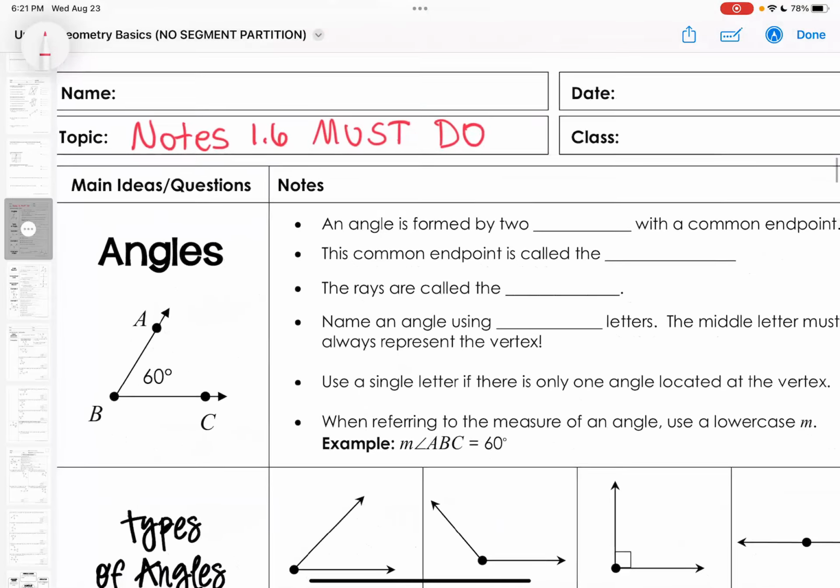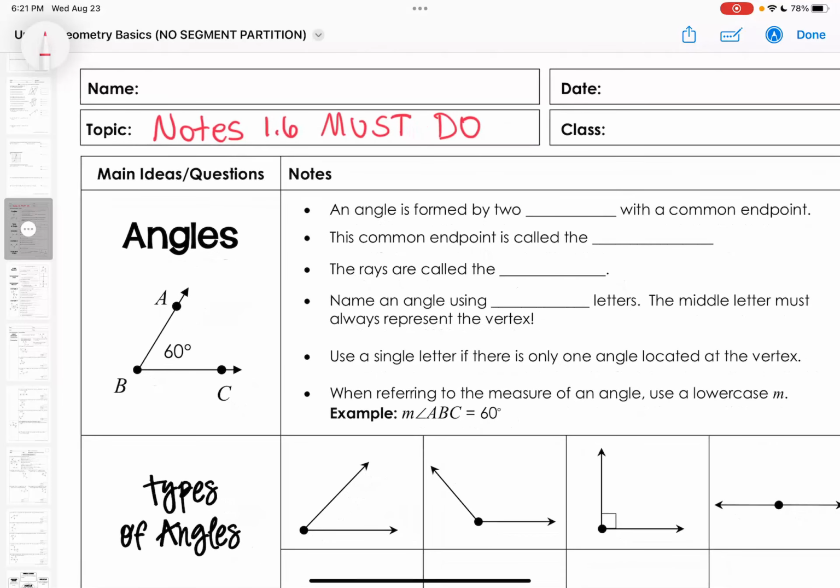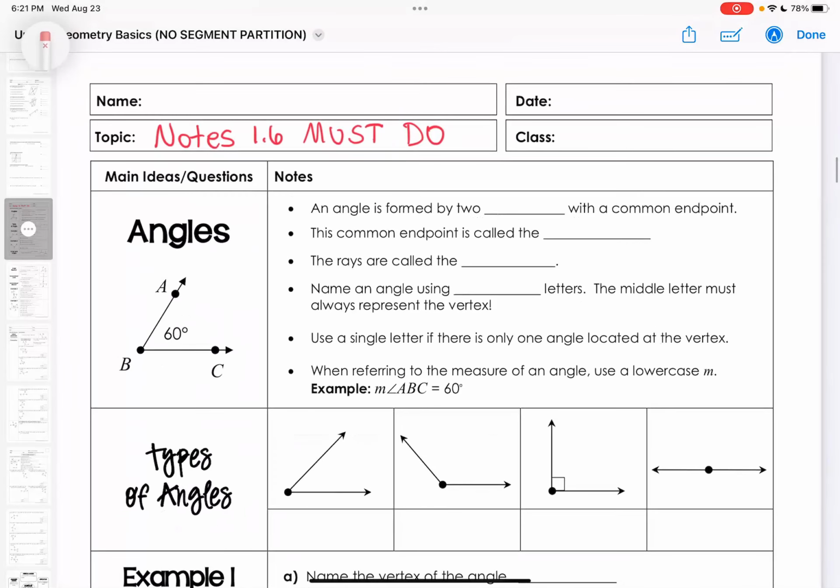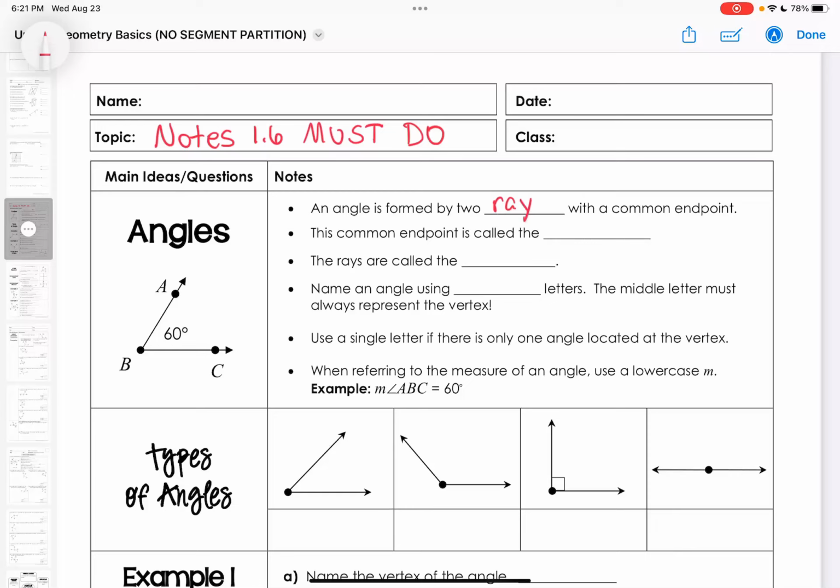All right, now we get to learn about angles. Geometry gets to be a little bit more fun. So an angle is just formed by two rays, and we talked about rays when we did our, what were those called? Definitions. So the ray goes one direction forever, another direction forever.